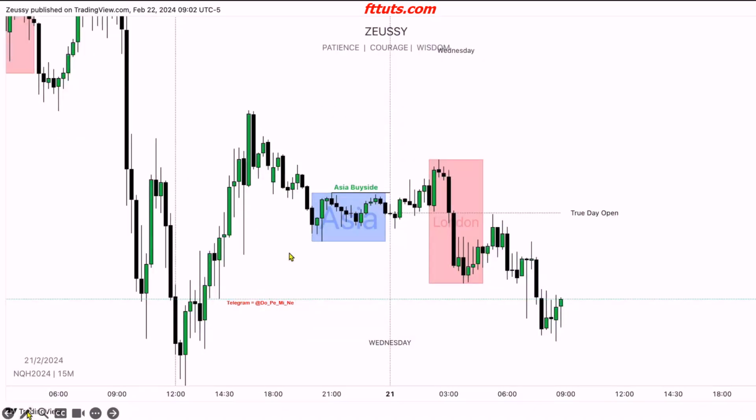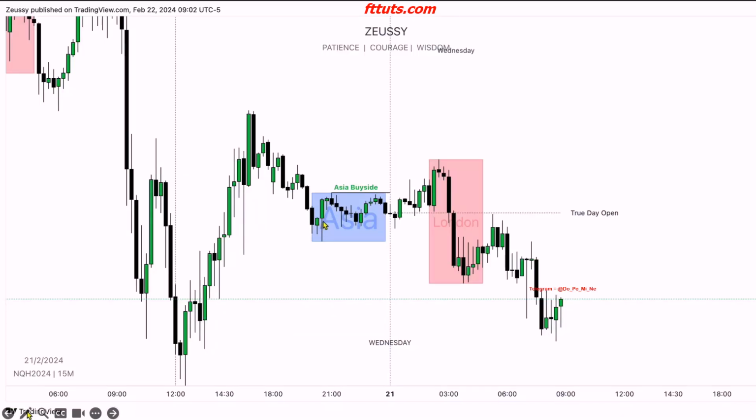Let's take a look at the third example. The third example is the following. As you can see, the Asia buy side liquidity is plotted again right here above this high. Notice relatively equal highs during the Asia session, left intact.